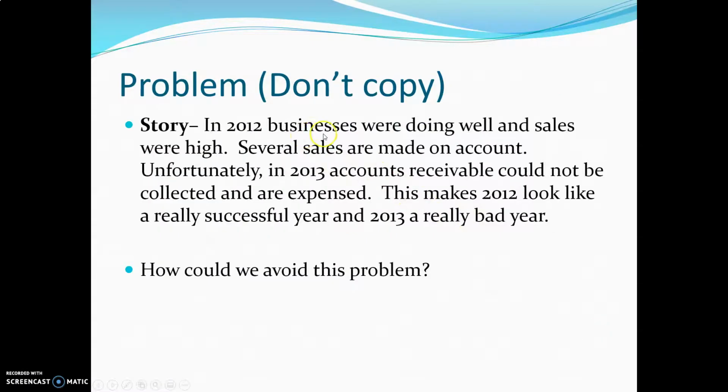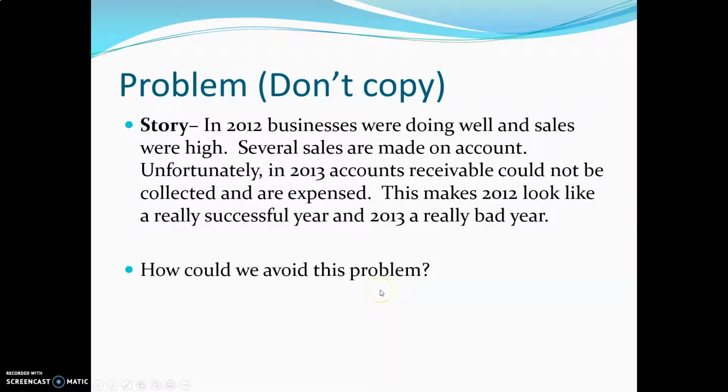In 2012, businesses were doing well and sales were high. However, several sales are made on account. Unfortunately, in 2013, accounts receivable could not be collected and are expensed. This makes 2012 look really successful and 2013 look like a really bad year. How could we avoid this problem?